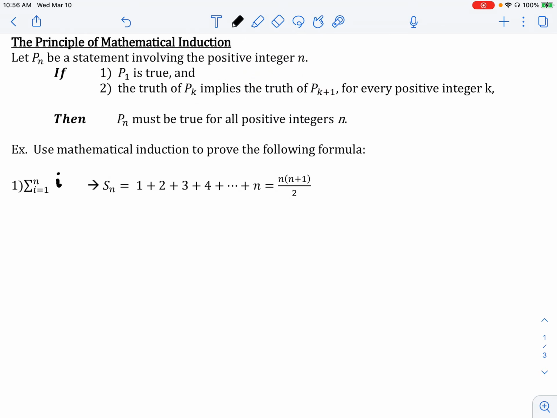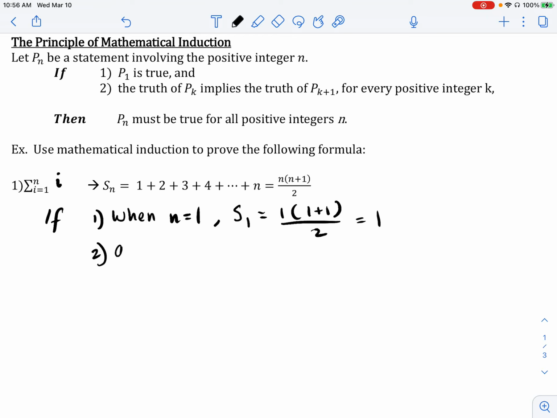So again, let's look at this, and I'm going to leave those steps up there for the first part. So first, step 1, if P sub 1 is true, in other words, when n is equal to 1, then the sum of the first term is equal to 1 times 1 plus 1 over 2, and that is equal to 1. So we've just shown that when n is equal to 1, it does work for the first term.